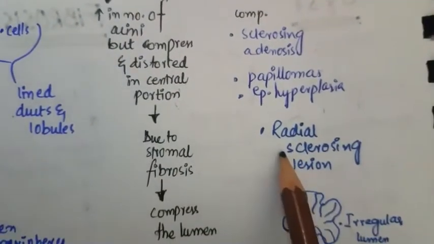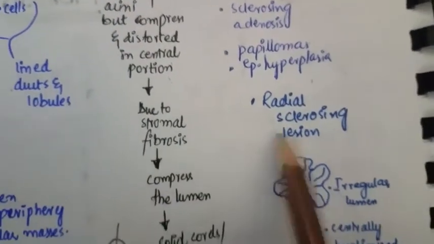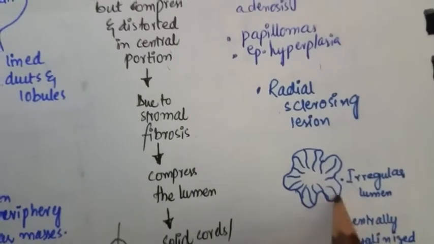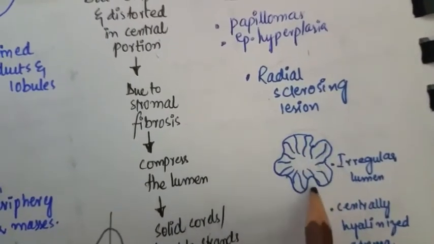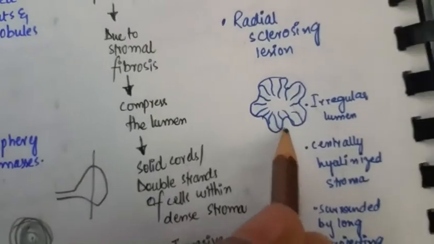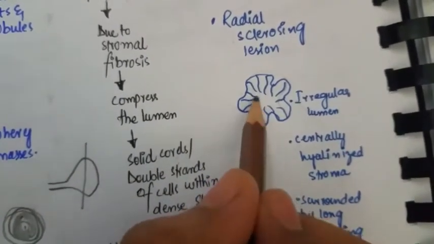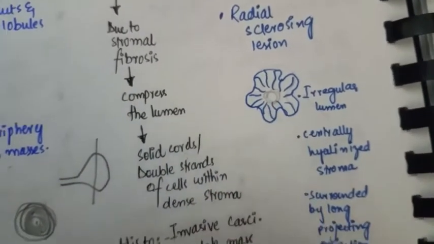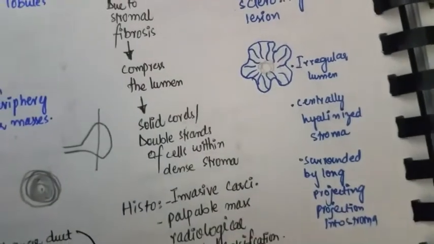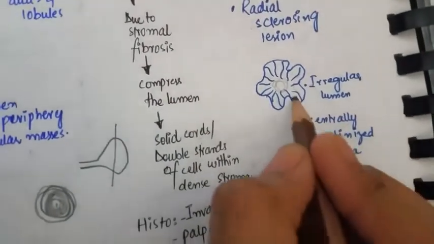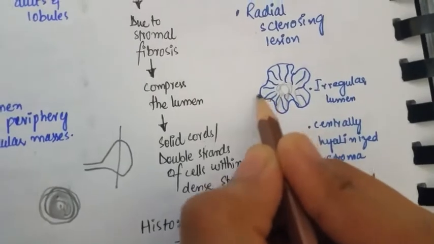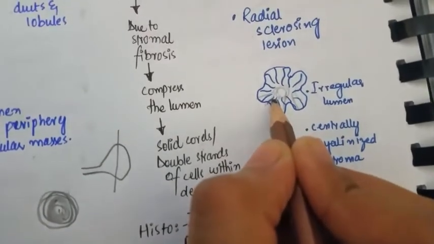What is meant by the radial sclerosing lesions? Radial sclerosing lesions have got the irregular lumen and the centrally hyalinized stroma. The centrally hyalinized stroma is surrounded by long projections into the stroma. This is known as the radial sclerosing lesion.